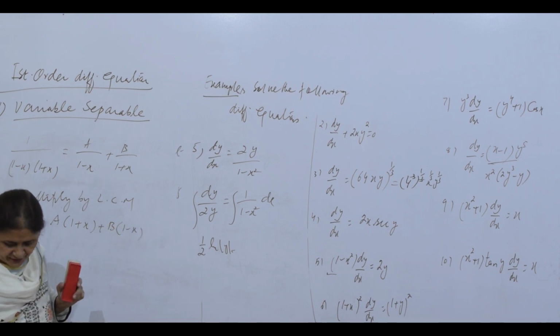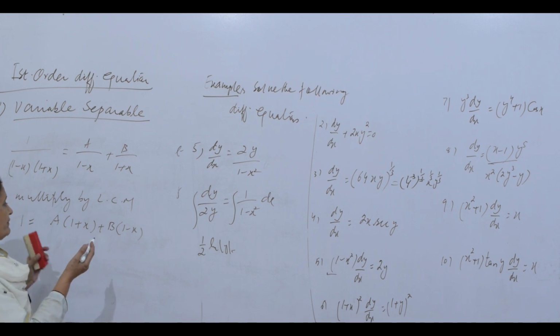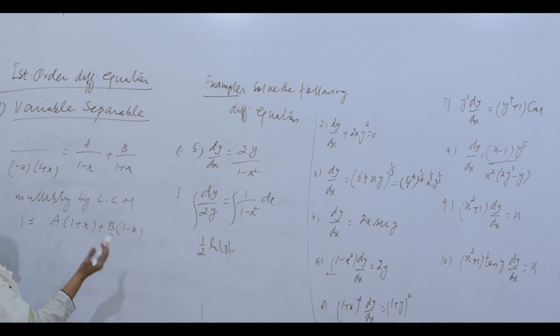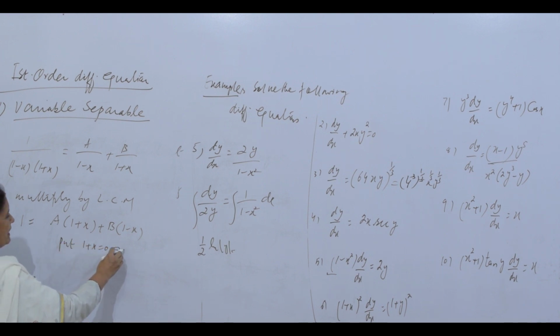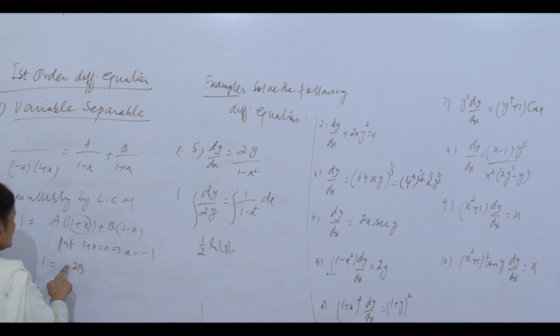Since both the factors are linear, you put them one after the other equal to 0. Put 1 plus x equal to 0, this implies x is equal to minus 1. If you put x equal to minus 1 here, that term vanishes. So 1 is equal to 2B, which implies B is equal to half.